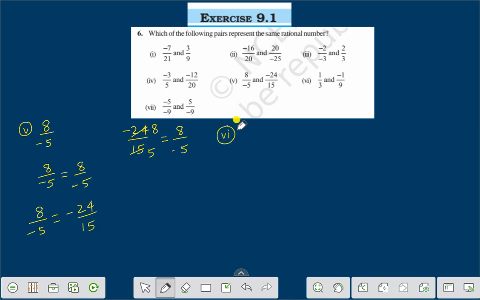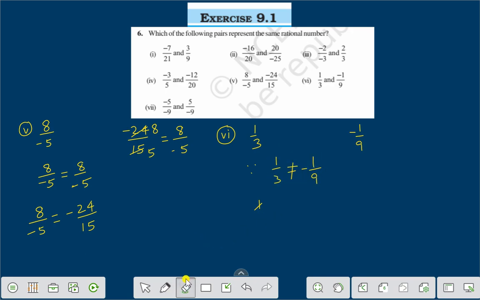Question number 6 is, one is 1 by 3, another is minus 1 by 9. Since 1 by 3 is not equal to minus 1 by 9, therefore they are different. 1 by 3 is not equal to minus 1 by 9, right? Because they are not same. That is question number 6. Here you see, this is 1 by 3, this is minus 1 by 9. They are different from one another. Therefore, 1 by 3 is not equal to minus 1 by 9.